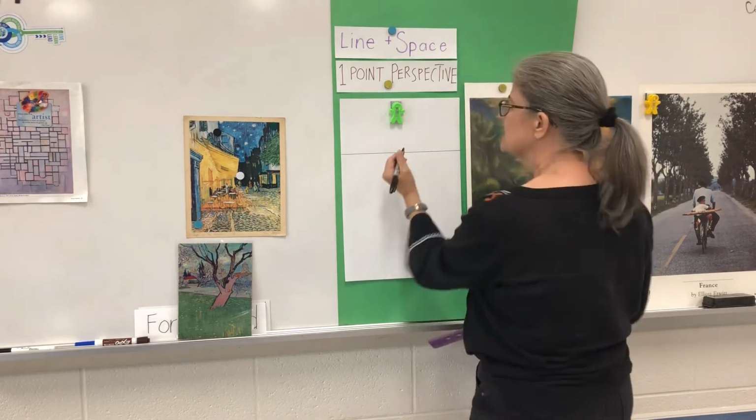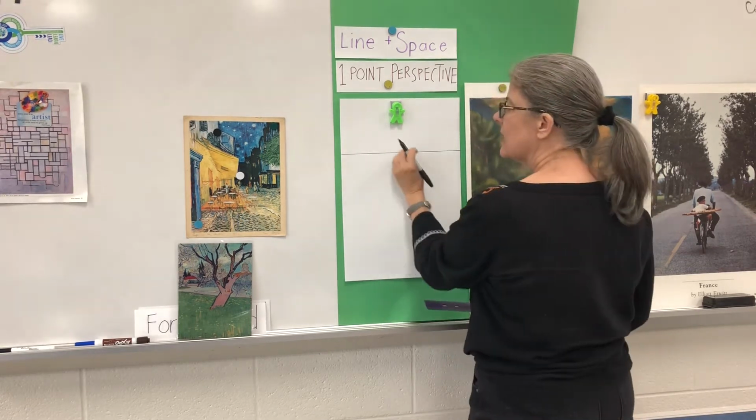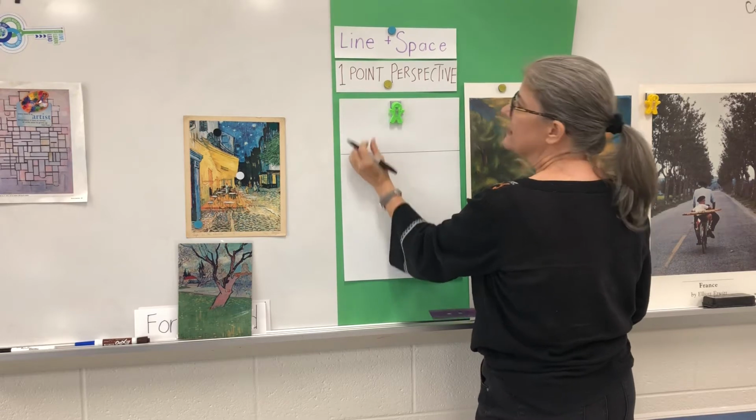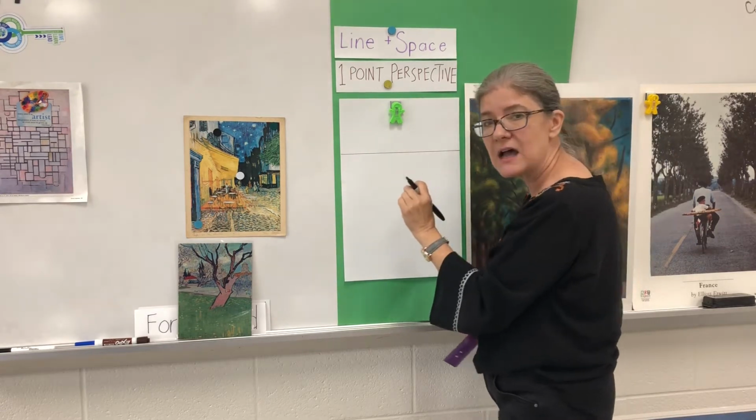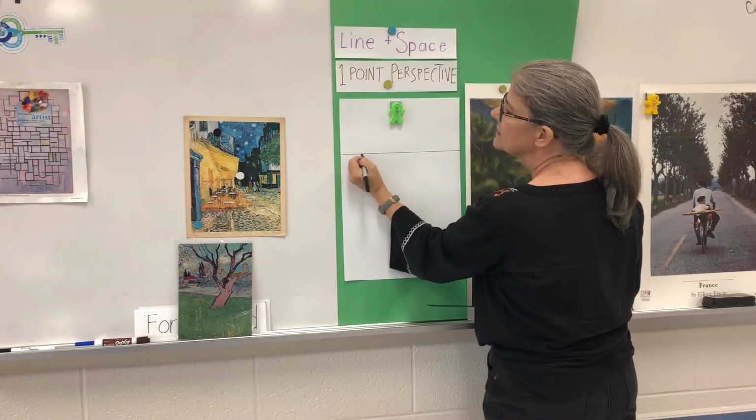You don't have to add the mountains if you want to. I just want to do it to make it interesting. And I'm left-handed, so I'm going to make my point in one-point perspective on the left side so that I can stand over here and you can see what I'm doing. So I'm going to make a little dot.